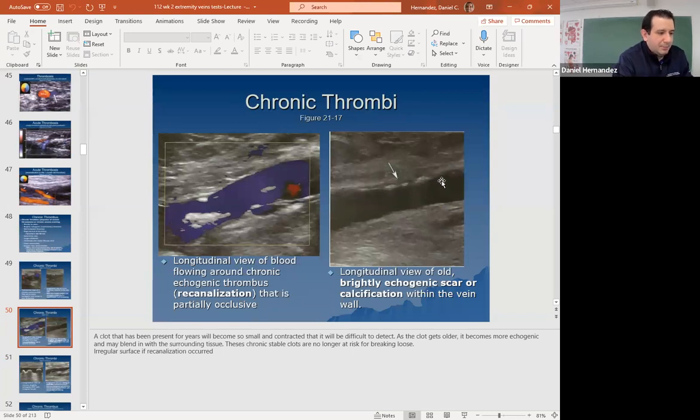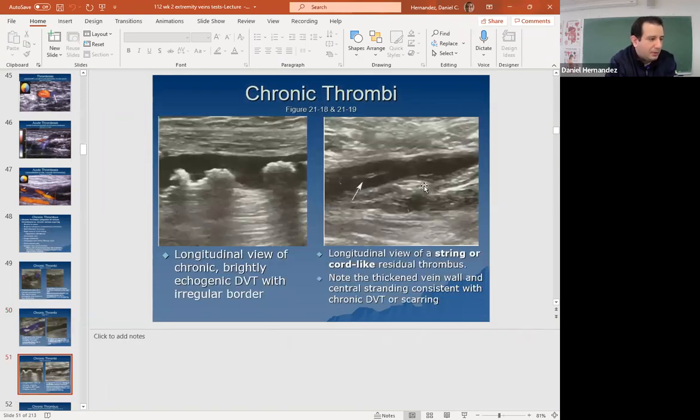Here's a good example again of chronic DVT. In this vessel, we have recanalization, so we have a return of some flow. We can see areas that appear very echogenic. When we turn in sagittal, we can see it adhered to the wall. We see echogenic wall thickening, or that brightly echogenic scar. It almost appears calcified. So these are examples of chronic thrombi or chronic changes.